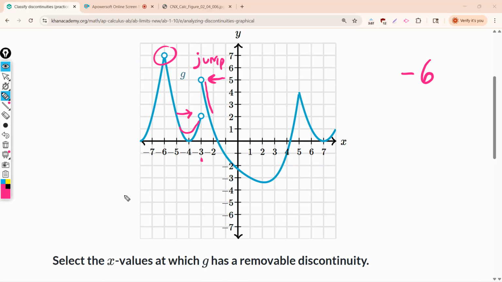This one has a two-sided limit. That's the same. So we're looking for removable. -3 is no good. The rest of the graph does not have any discontinuity. So -6 is the only point for the removable.